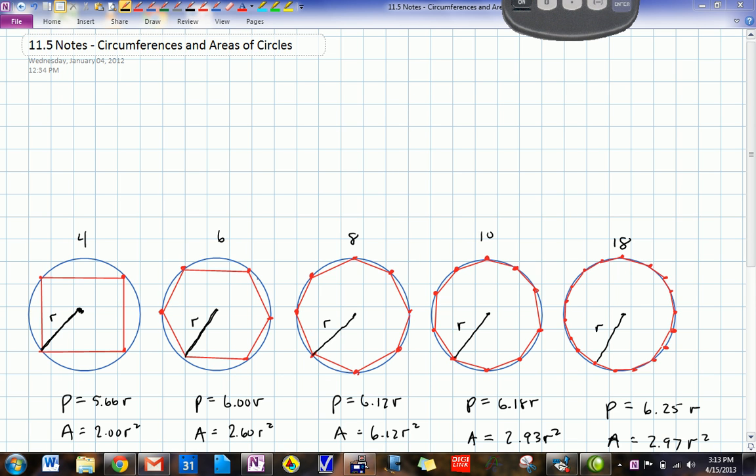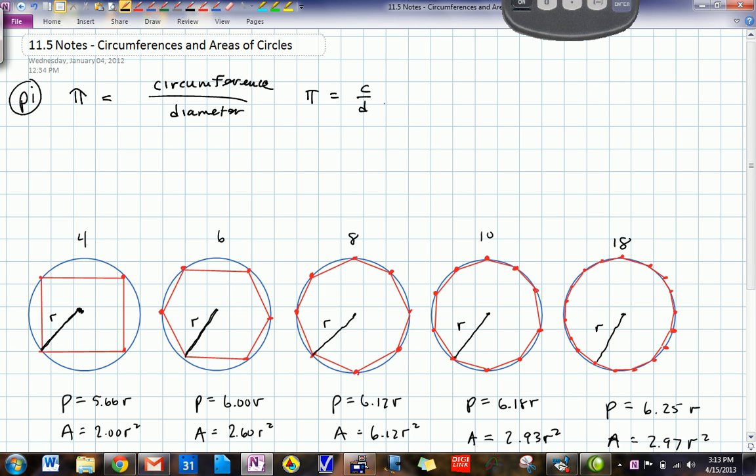Before we get into this, let's talk about a special number, which is pi. And you've probably seen this symbol before and talked about it. That's the symbol for pi. It's actually spelled pi. And pi is defined as the ratio of the circumference of a circle divided by the diameter. Okay? So pi is equal to c over d.